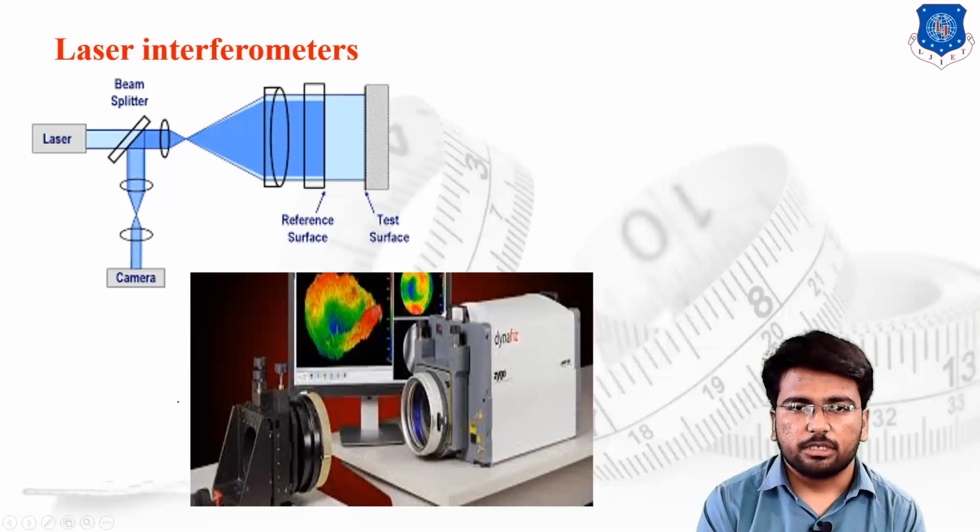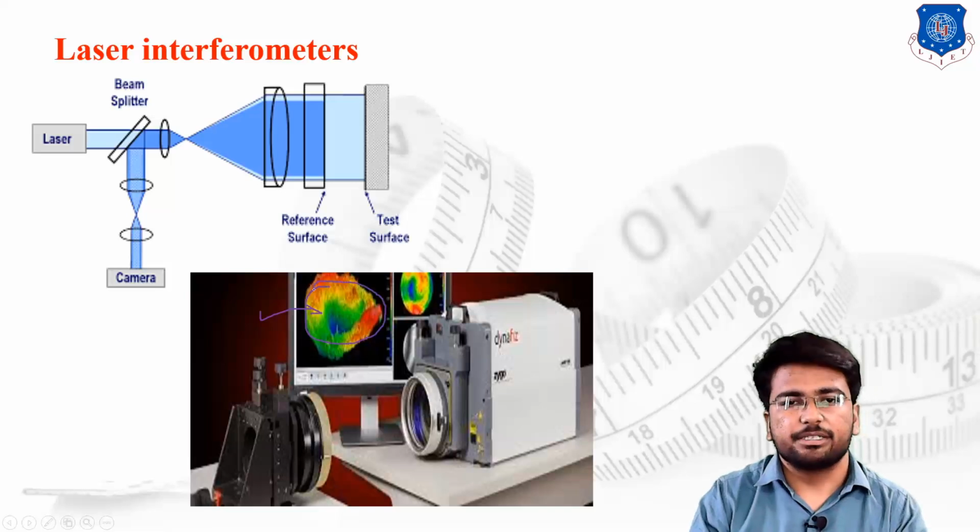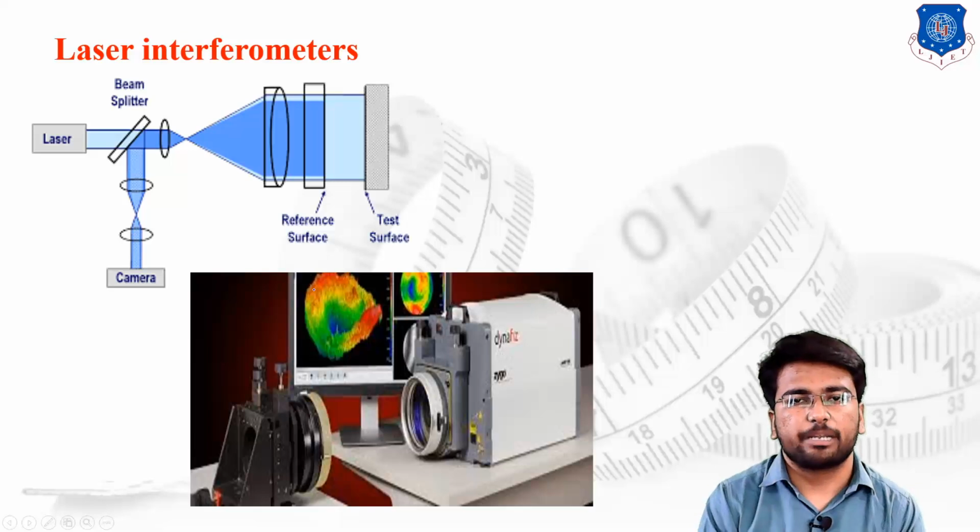The figure shows the actual image of the laser interferometry, and on this screen we can see the image of the given fringes. By analyzing this image, we can check the flatness of the given surface, the cylindricity, the ovality, or the concave, convex nature or texture of the given surfaces. So this is the basic concept of the laser interferometer.